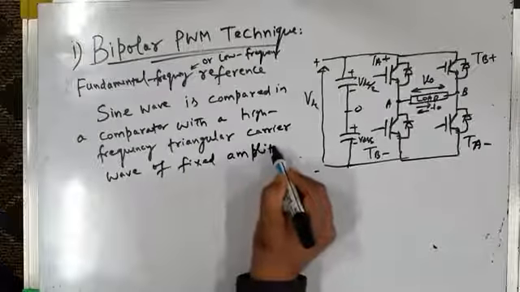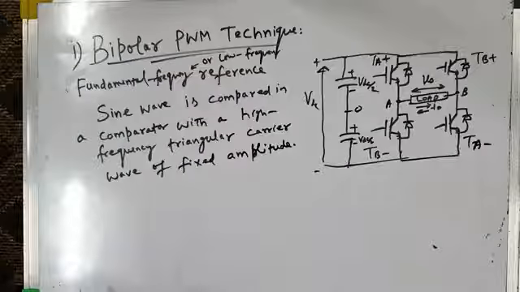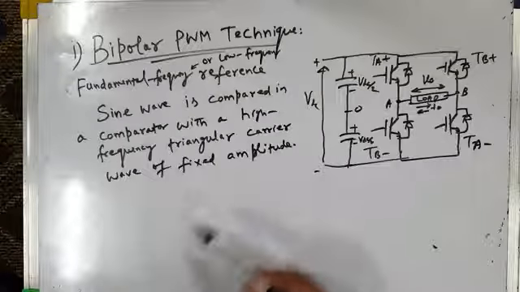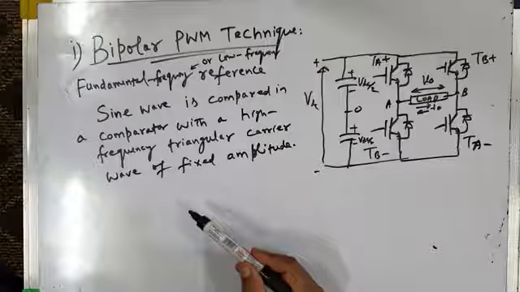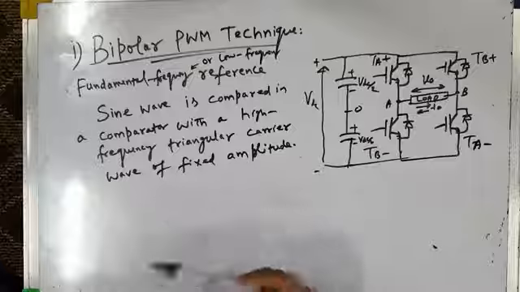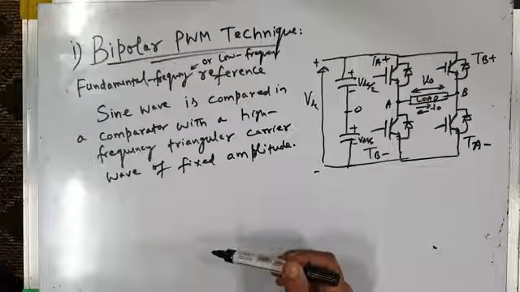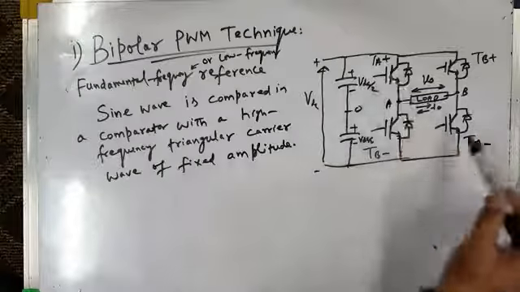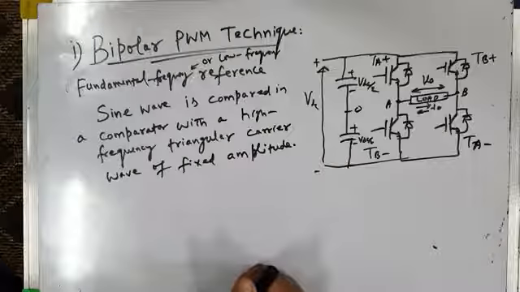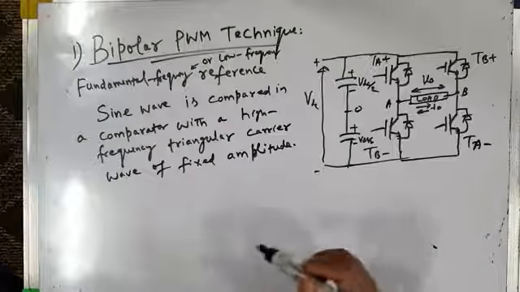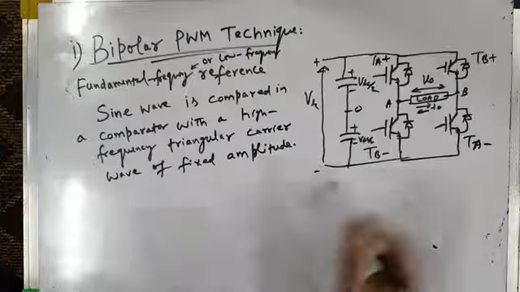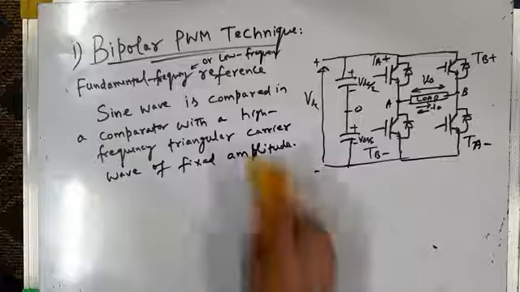So we have two signals. We have a low frequency or fundamental frequency reference sine wave whose amplitude is variable, controllable. And we have a high frequency triangular carrier wave whose amplitude is fixed. These two signals are compared in a comparator, and the output of the comparator produces control pulses or gating pulses for the IGBTs of the inverter, and it results in the switching of the inverter in such a way that a switched PWM voltage waveform is produced across the load at the output of the inverter.